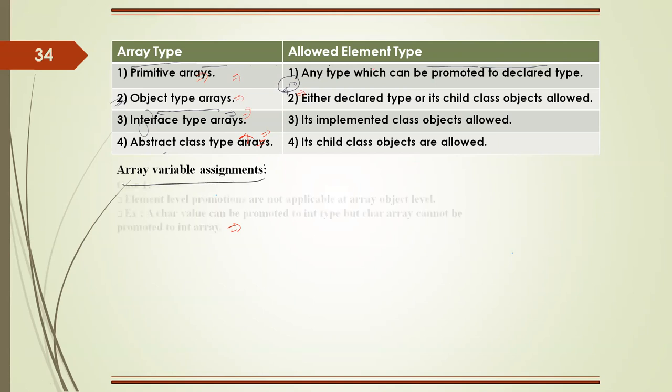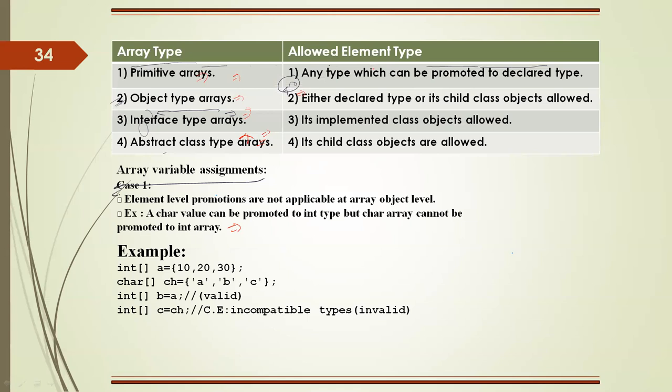Array variable assignment, how to assign an array variable, is very easy. Case one: element level promotions are not applicable at array object level. Example, a char value can be promoted to int, but a char array cannot be promoted to an int array. A char value can be promoted to int, and we have byte, short, int and char. A char value is permitted to int, but a char array cannot be permitted to an int array. This is the point here.